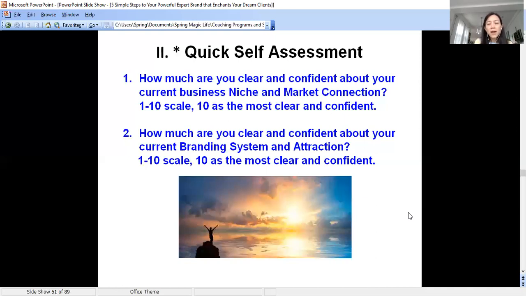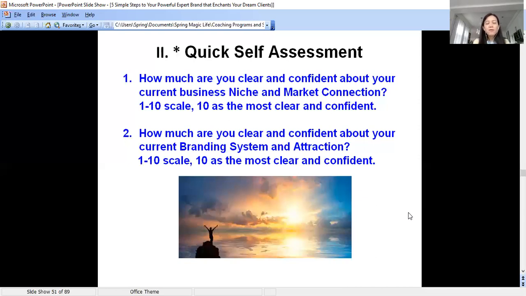And some of us are at 7 or 8 already. That's great. Around 6, 7, 8 is a healthy rating. That means you still have growth space. You still need more clarification work on your niche, and also more market connection strategies to deliver in your market, including finding your really ideal market.